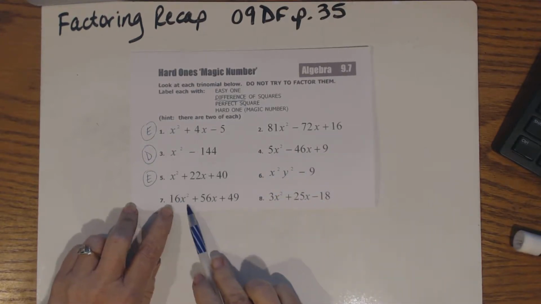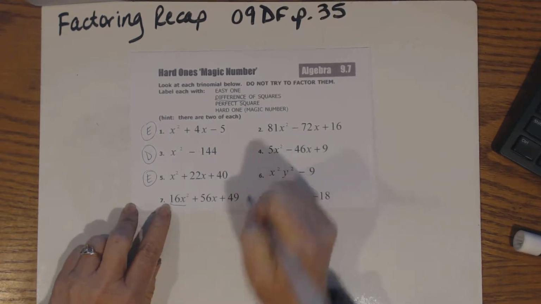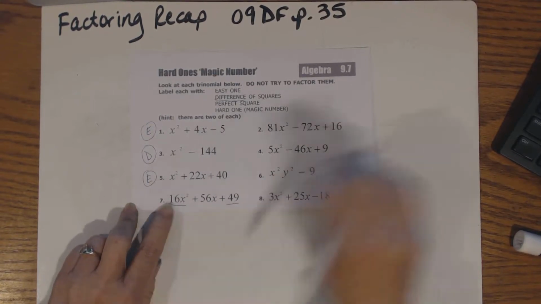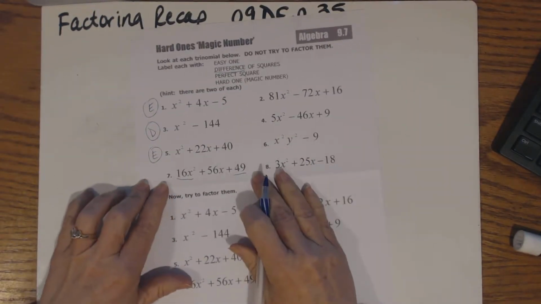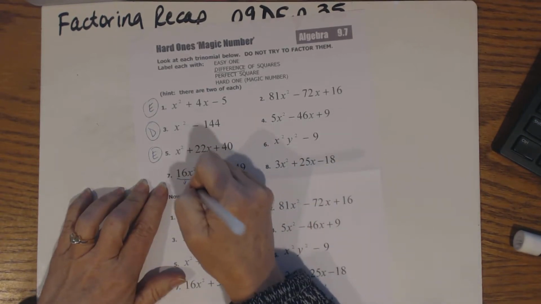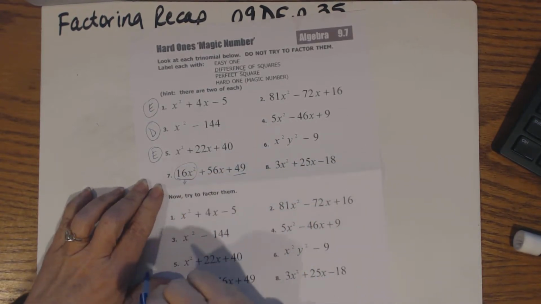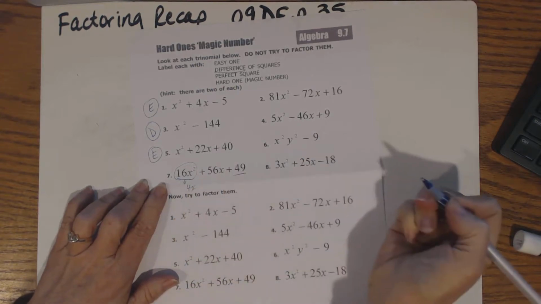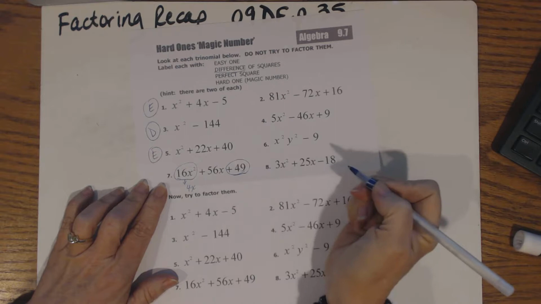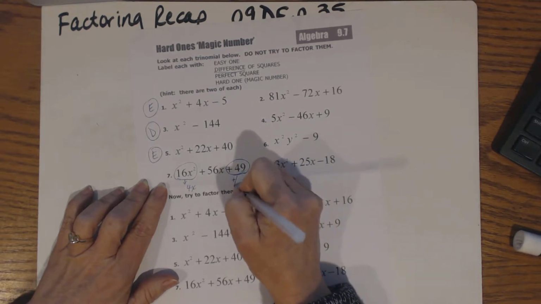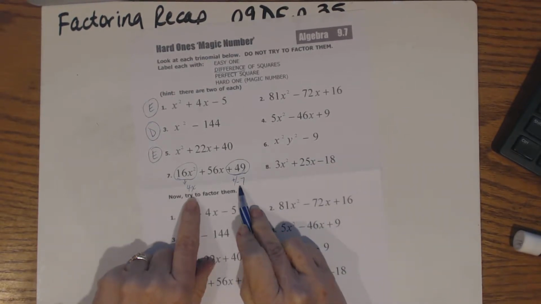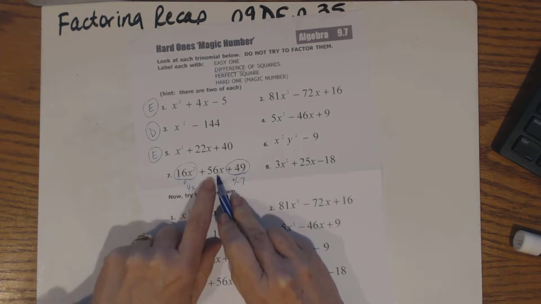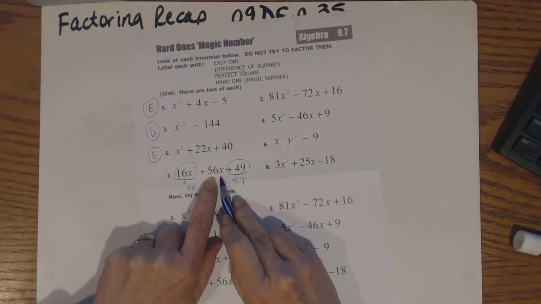Okay, this one I see that 16x squared is a square number and 49 is a square number, but I have to test this one before I declare that it is a perfect square trinomial. The way I test it is I ask, what's the square root of the first term? Well, it's 4x. What's the square root of the second term? Well, it's either plus or minus 7. And then if I multiply these two together, I get 28. If I double them, do I get the middle term? Yes, I do. 28 doubled is 56.